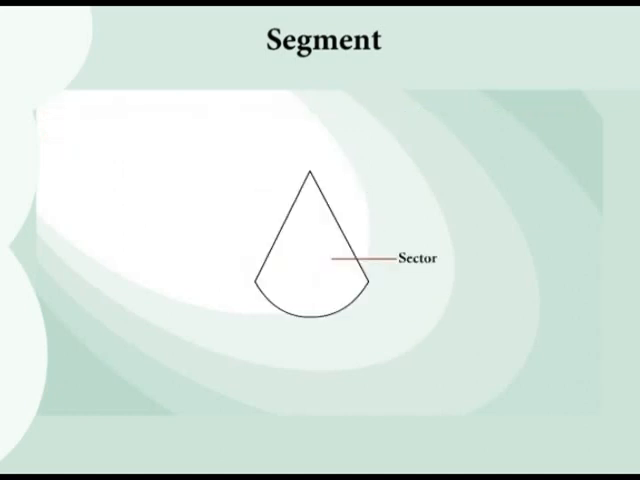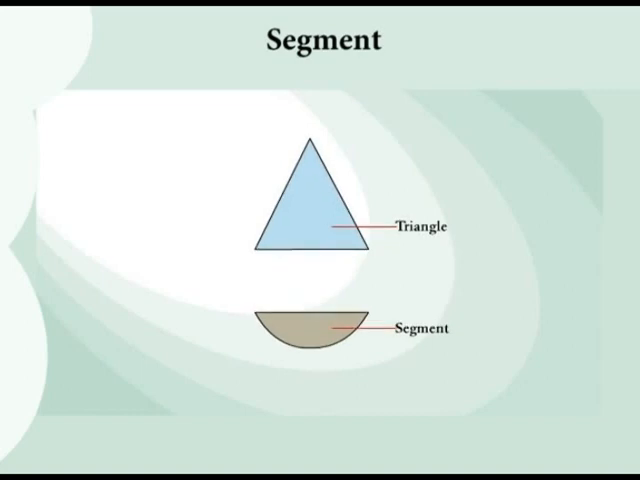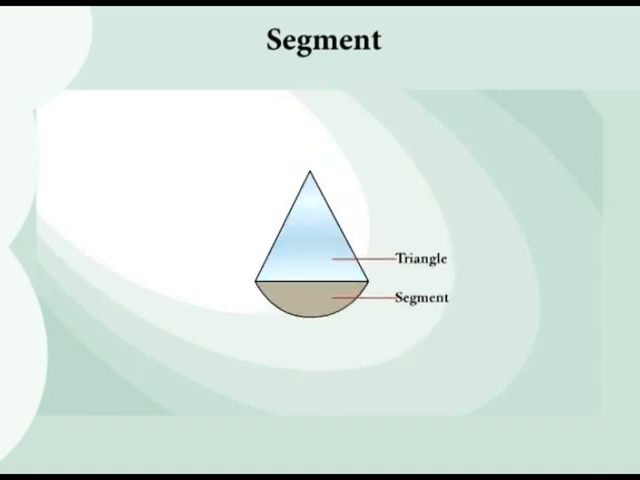Observe again the sector of a circle. It consists of two parts. One part is a triangle and the other is a segment. The area of the sector is equal to the area of the triangle plus the area of the segment. And so the area of the segment is found by subtracting the area of the triangle from the area of the sector.